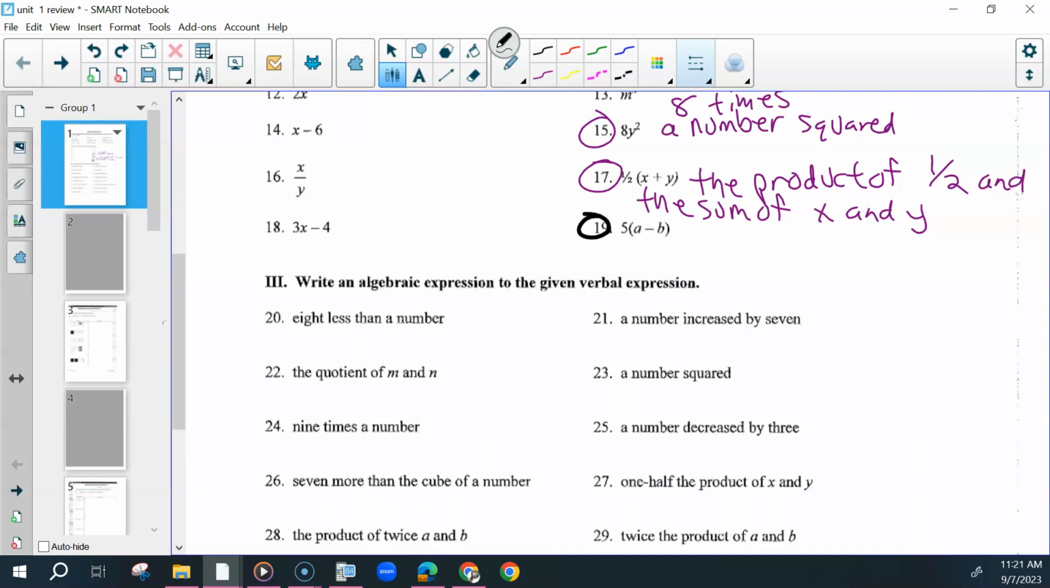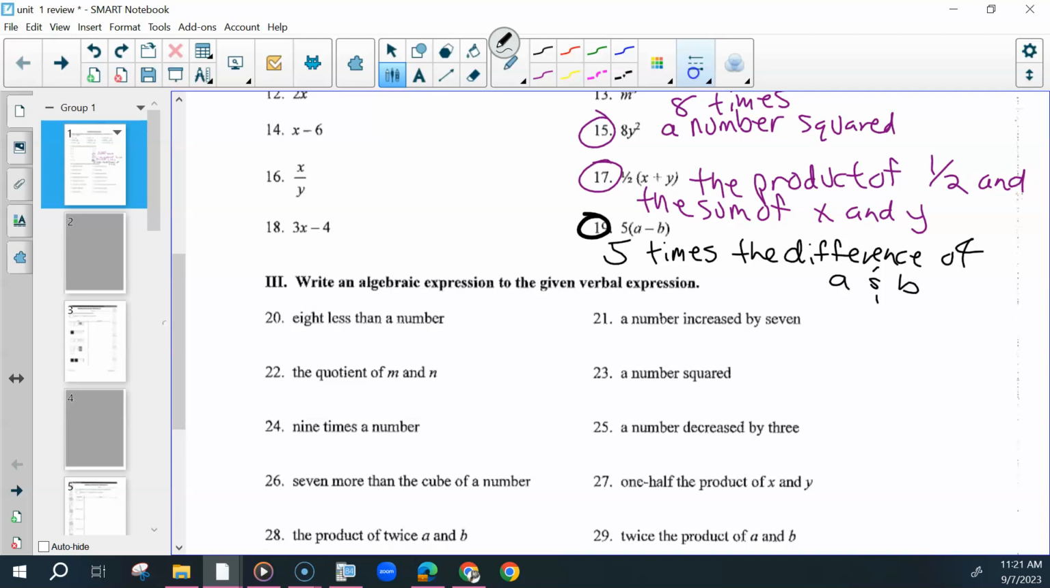So someone give me a word or something that means 5 times everything. 5 times parentheses. You can't say the word parentheses. You have to say a word that means parentheses, Jackson. 5 times the difference of a number A and B. It's 5 times the difference of A and B.